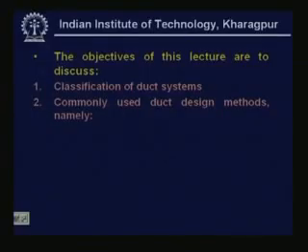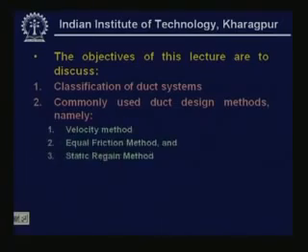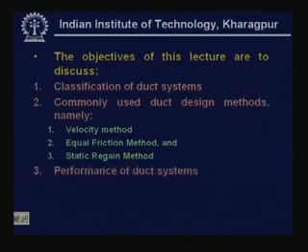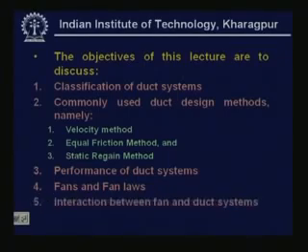Welcome back. This lecture is a continuation of my earlier lecture. In the last lecture we have discussed how to estimate frictional and dynamic losses in air conditioning ducts, and I also mentioned briefly the design rules to be followed while designing air conditioning ducts. So the specific objectives of this particular lecture are to discuss classification of duct systems, discuss commonly used duct design methods, namely velocity method, equal friction method and static regain method, and then discuss briefly the performance of duct systems, and discuss fans and fan loss, and finally discuss briefly the interaction between fan and duct systems.